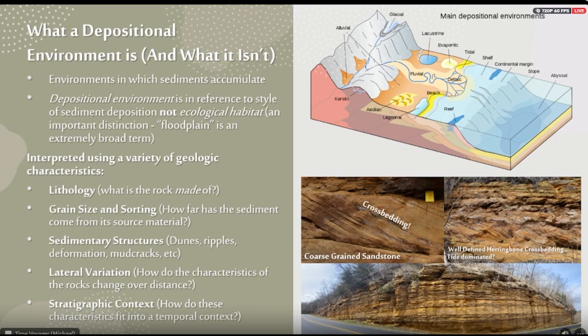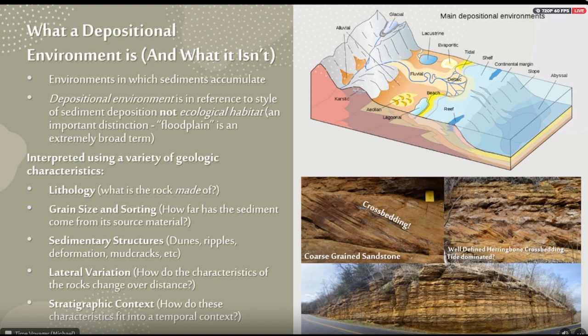When you read floodplain in the literature, this is why they use floodplain so much. Floodplain can mean a lot of different things ecologically, but depositionally, it really means one thing. It means the area around rivers.